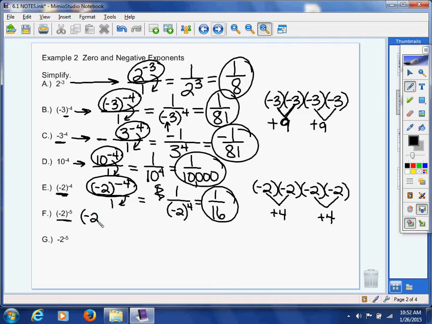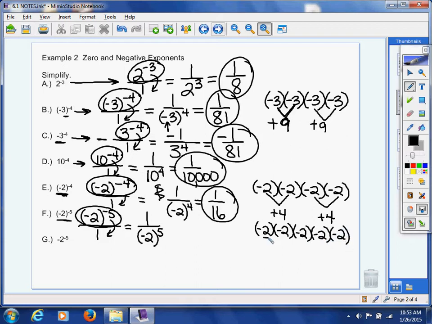Same scenario. We'll take -2, which is in parentheses, raise the -5, and we'll put it over an understood 1 so that you can visually see, oh, I need to pop that down bottom. So it'll become -2 to the +5. Okay? Now, it's the same thing as what we did above, except there's just a 5th one. Instead of 4 of them, there's 5 of them.